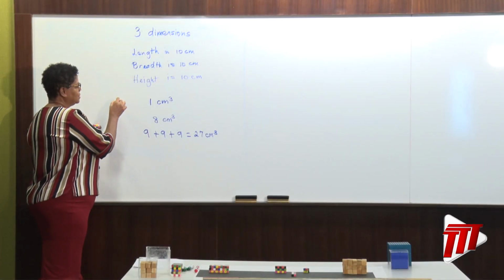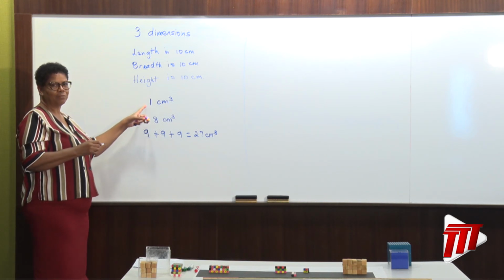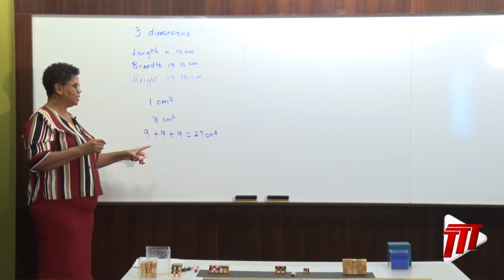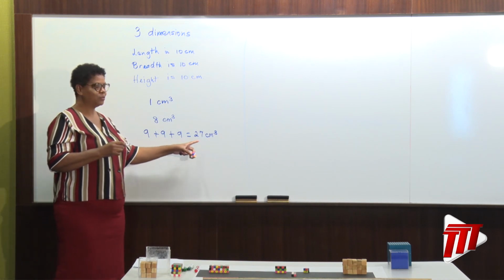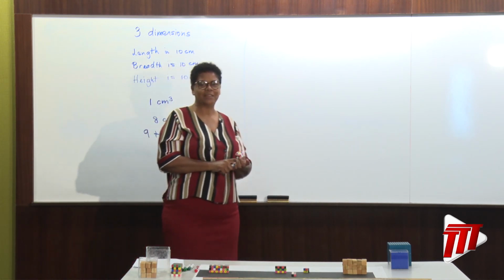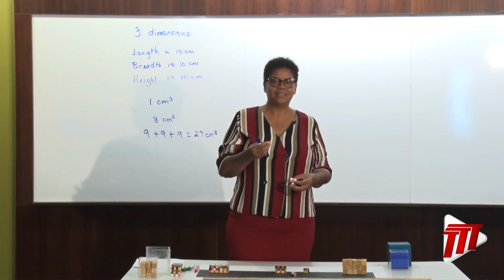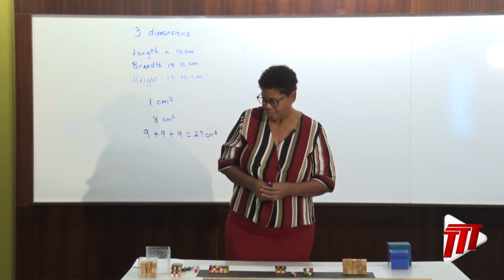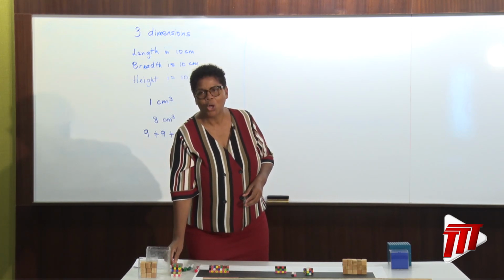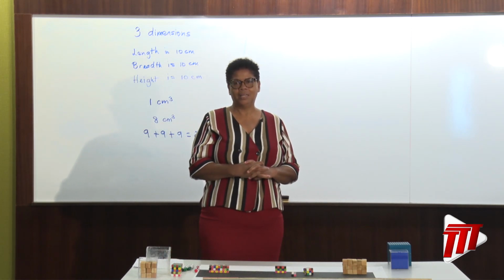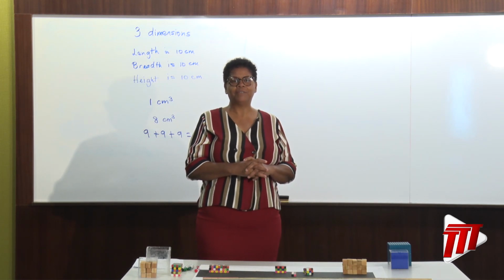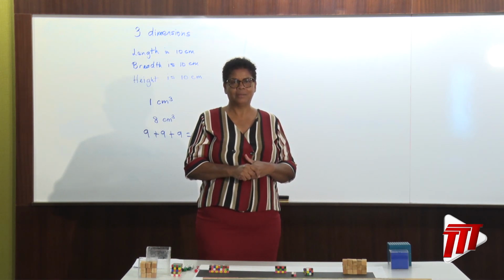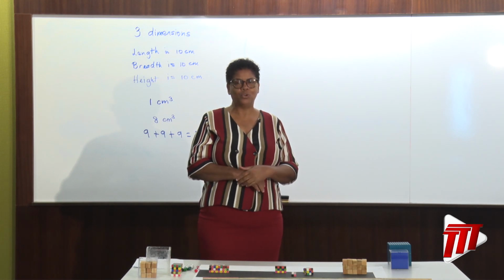A 1 centimeter cube has a volume of 1 cubic centimeter. A 2 centimeter cube has a volume of 8 cubic centimeters. And a 3 centimeter cube has a volume of 27 cubic centimeters. Now those are 3 facts that you could remember or you could learn. Now we are going to find out how we can measure the volume of solids using the formula. We're going to learn the formula for finding the volume of solids.